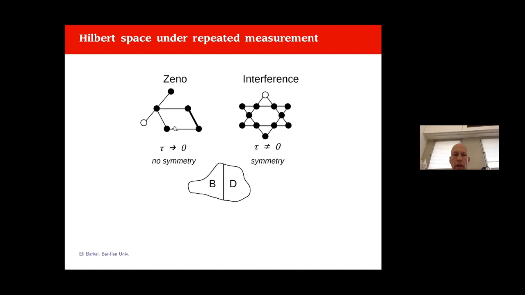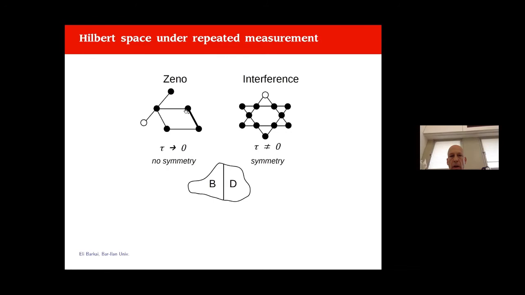And then some part of the Hilbert space, or if you want to think about it spatially, these states are dark. They are never detected in this limit. On the other hand, if you start here and measure here, of course you detect the particle. So you see that the system in the Zeno limit is divided into bright and dark. This is the bright state where you detect, and the dark state.